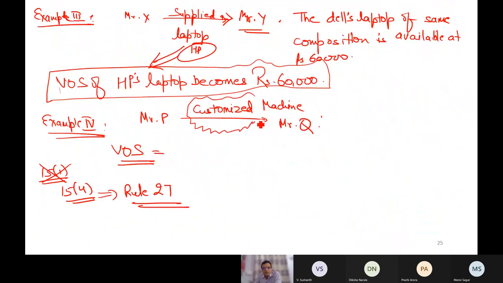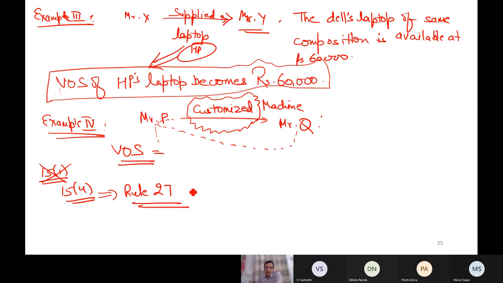Customized means it was specially made for Mr. Q's request. So it was a customized machine for which there is a very low probability of like, kind and quality, because it was specially made for my own use. So I had my own set of conditions to be incorporated in this customized machine. So there are chances that like, kind and quality is not available. So you have only one option now.